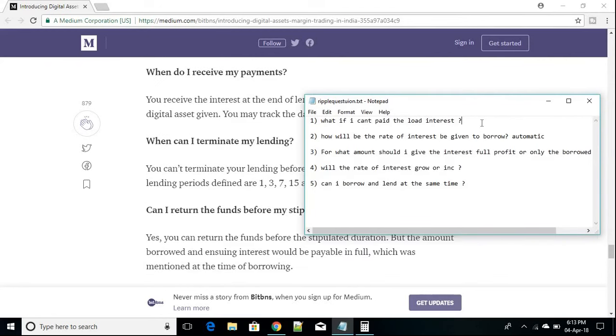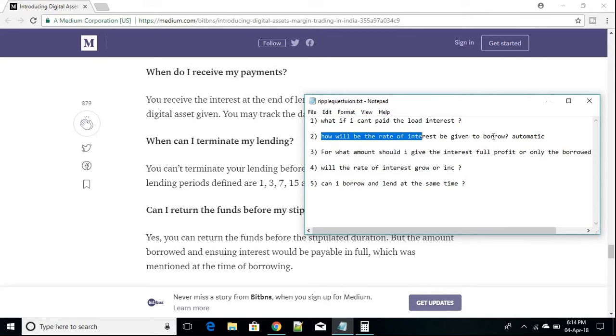So here's the first question. He's asking, what if I cannot pay the loan interest? Sir, if you cannot pay the loan interest, your amount will be deducted automatically. Your liquidity, Ripple coins, will be given to the buyers out there, and it will go to the lowest price, and whatever amount they can get from your Ripple coins, they will give to the lenders automatically. So that is the way.